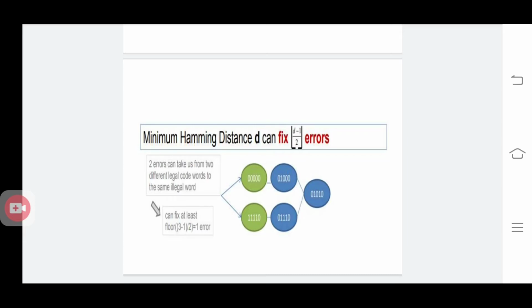So if the minimum Hamming distance is D, then you can detect D minus 1 errors, and you can fix floor of (D minus 1) by 2 errors. So by using the forward error correction mechanism, you can detect and correct the error. The simplest mechanism in forward error correction is Hamming distance. Okay, thank you.